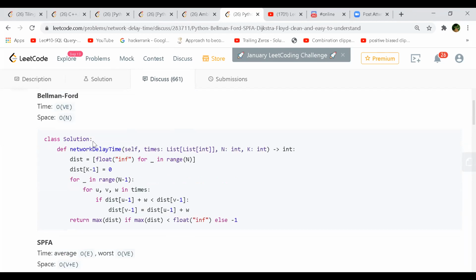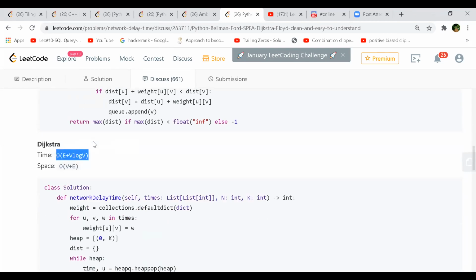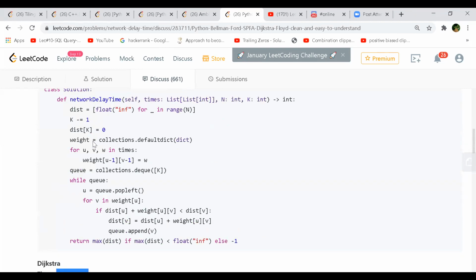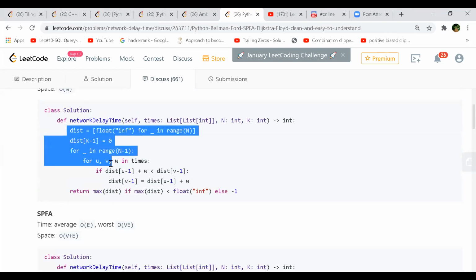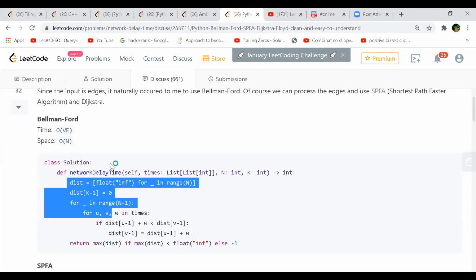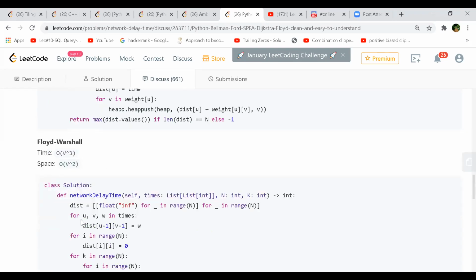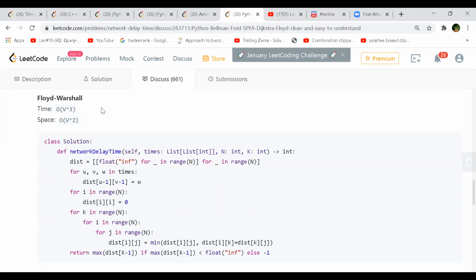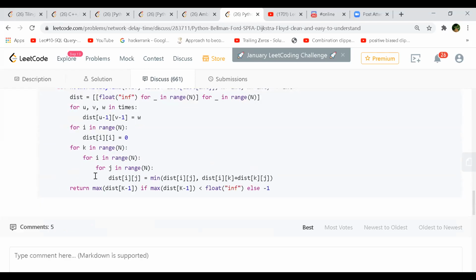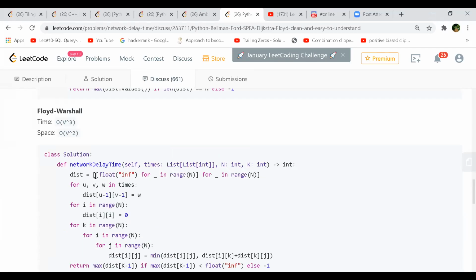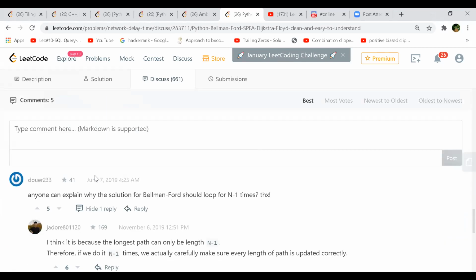Yours is Bellman Ford? Mine is Bellman Ford, yes, this one. Okay. Still that is not bad. Then there is Floyd Warshall, which is V cubed. This is worse than those two, but this handles the negative cases. Right? I think so. I'm also not sure, but it's time to go through this and revise them again.